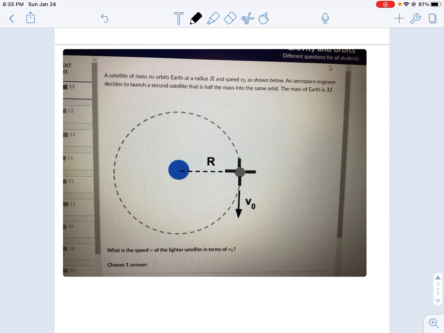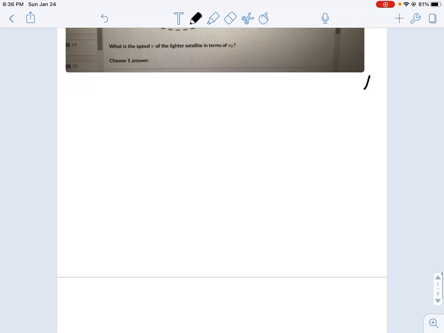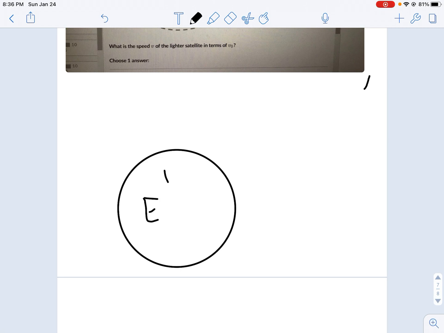So the real question is, does reducing the mass change the velocity? All right. So you might think intuitively, well, if I reduce the mass, maybe it'll go faster. But let's actually try to figure out what's going on. So here we have the Earth, right? And then we have this orbit.